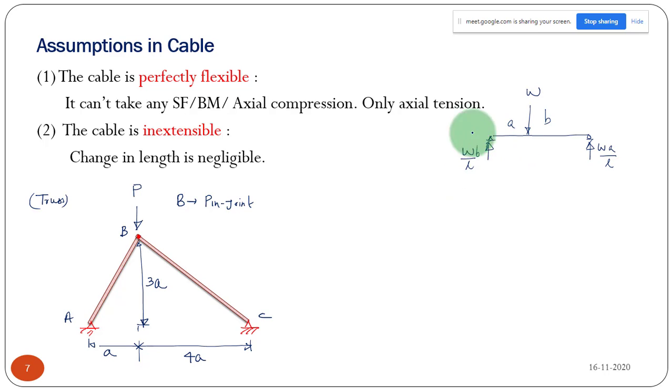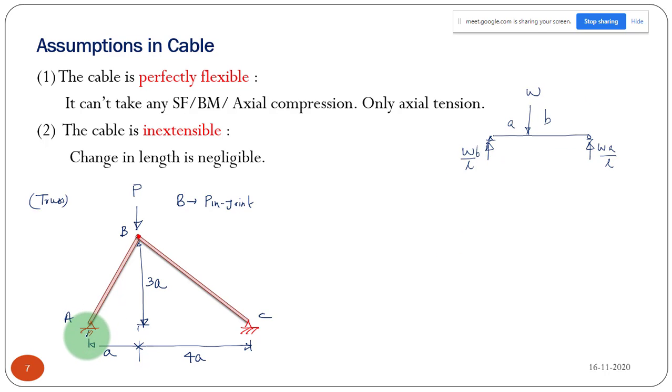So if you look at the reaction value, it will also have the same proportion. It used to have WB by L, WA by L. If you take the reaction ratio, you will find the same ratio. So only thing is, this will be WB by L, this will be WA by L. The reaction also will be in the same proportion, B by A. Just reverse, because this load is closer to this point, so this support will have the larger value, but the proportion will be A is to B or B is to A, you can say.